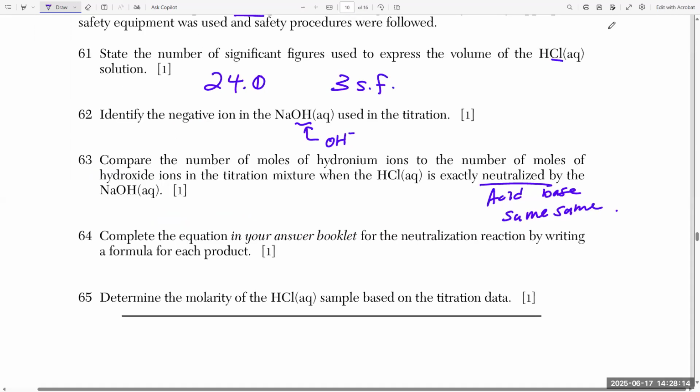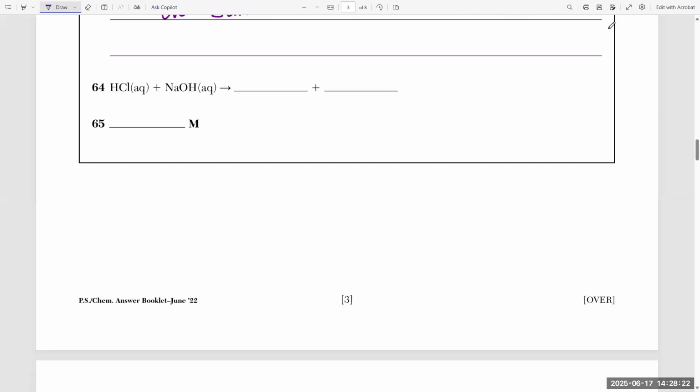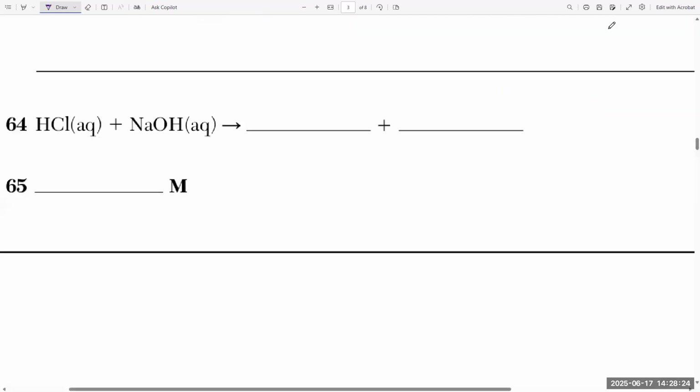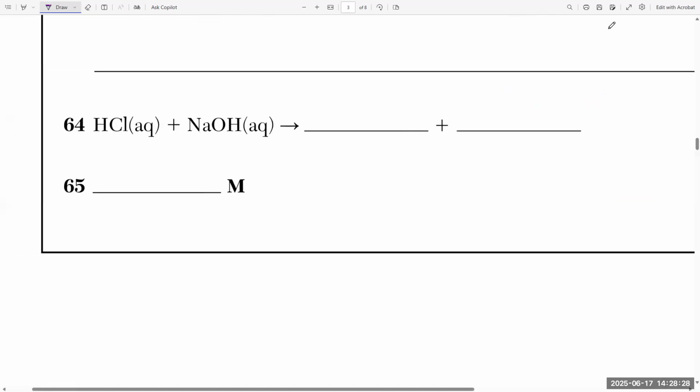Okay, number 64, complete the equation in this booklet for neutralization by writing the formula for each product. Okay, so let's go. Hey, so they actually made this a little bit tougher this time, right? Because what do we know? It's going to be about salt and what? What do you think? That's right, it's salt and water, right? What's the other part? The other part is this with that, right?